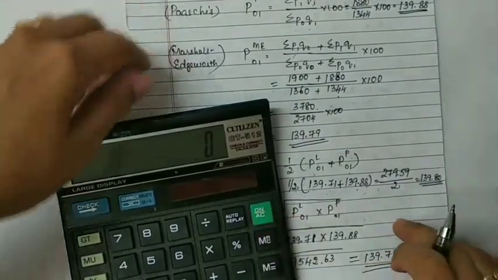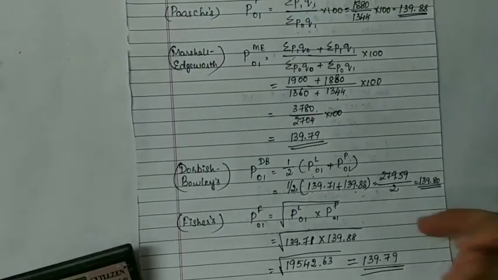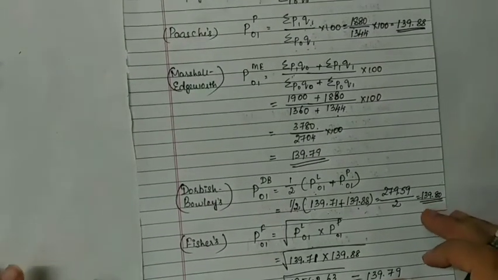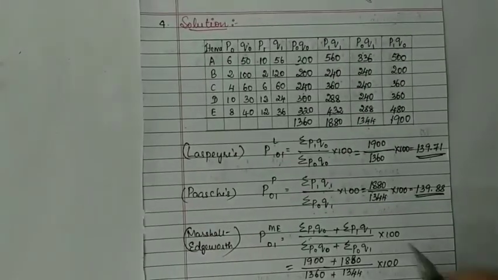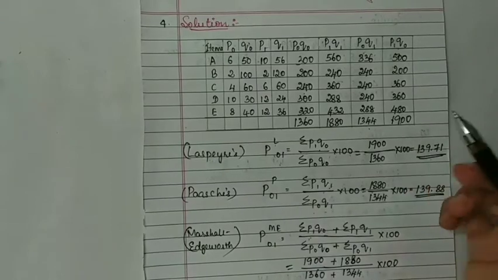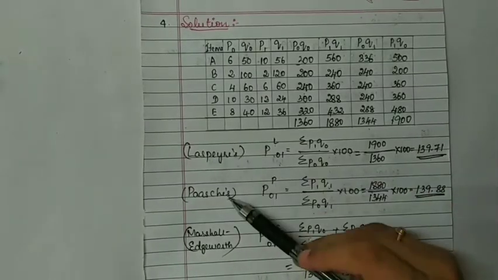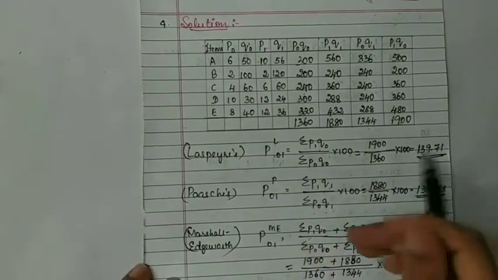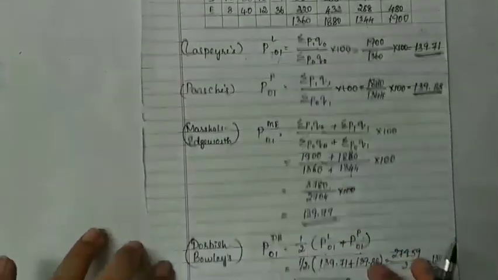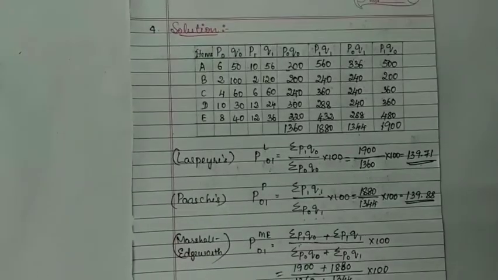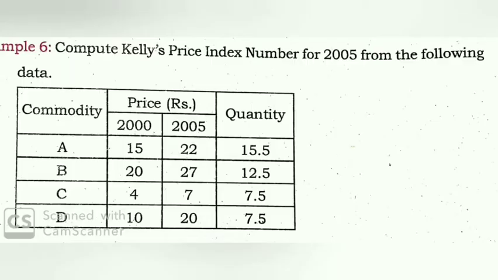We are done with the calculation of all the weighted aggregative index numbers. It is very simple. In this weighted aggregative index number, first you have to calculate Laspeyres and Paasche. Later on, based on the same information, you are calculating the remaining. I hope you understood this problem. Let us go for the next problem.